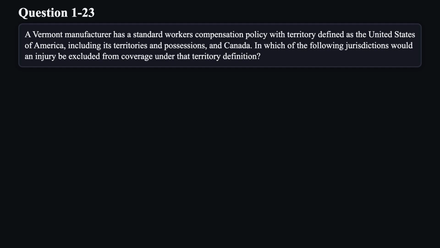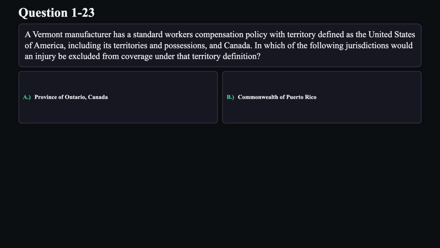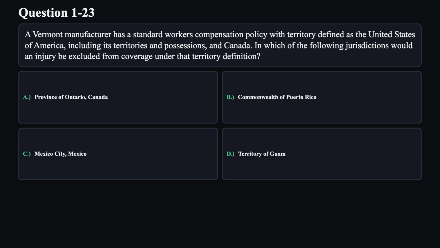Question 23. A Vermont manufacturer has a standard workers' compensation policy with territory defined as the United States of America, including its territories and possessions in Canada. In which of the following jurisdictions would an injury be excluded from coverage under that territory definition? A. Province of Ontario, Canada. B. Commonwealth of Puerto Rico. C. Mexico City, Mexico. D. Territory of Guam.